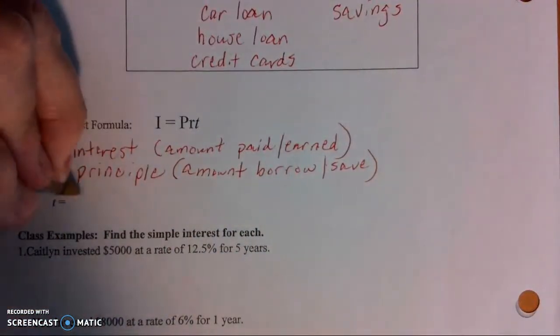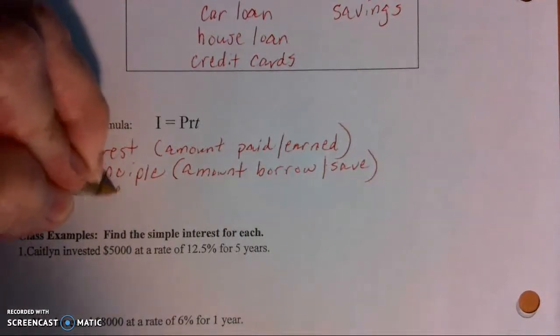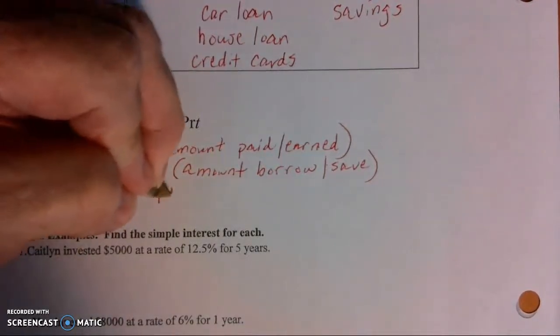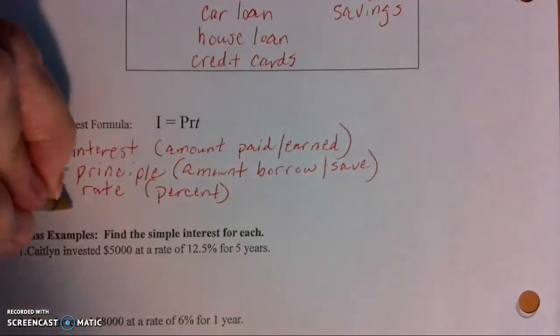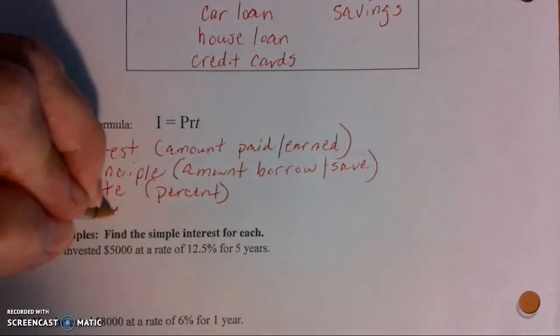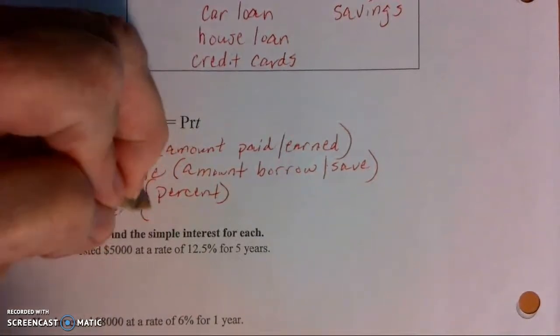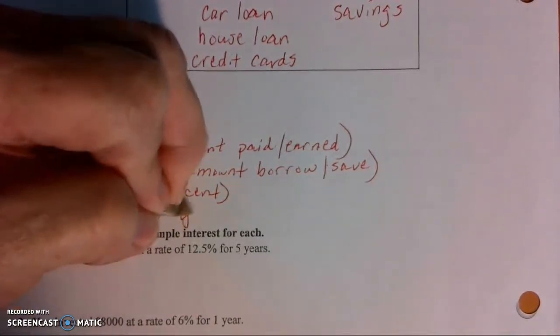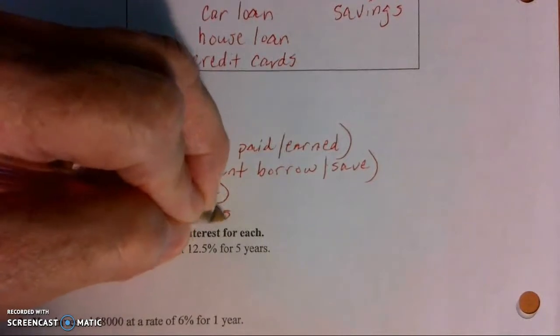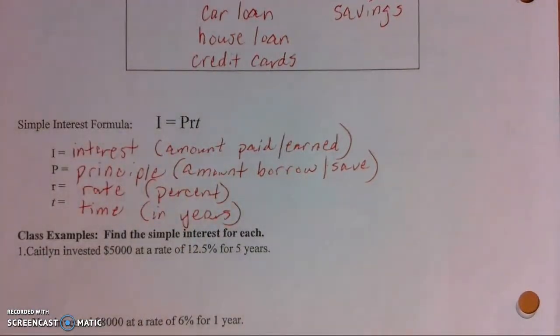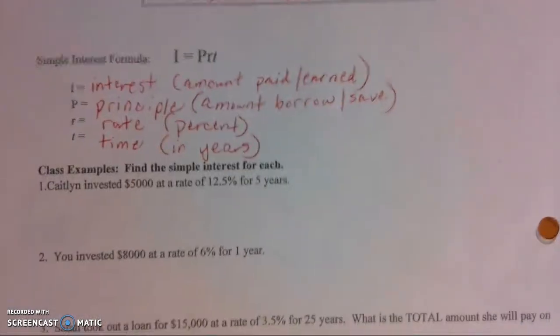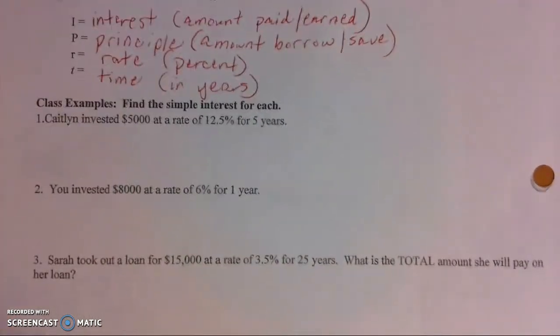The R stands for rate. Rate is always a percent. And the T stands for time. And this is always time in years. So when we're looking to find simple interest, we just plug in the numbers and multiply. So let's take a look at some examples.